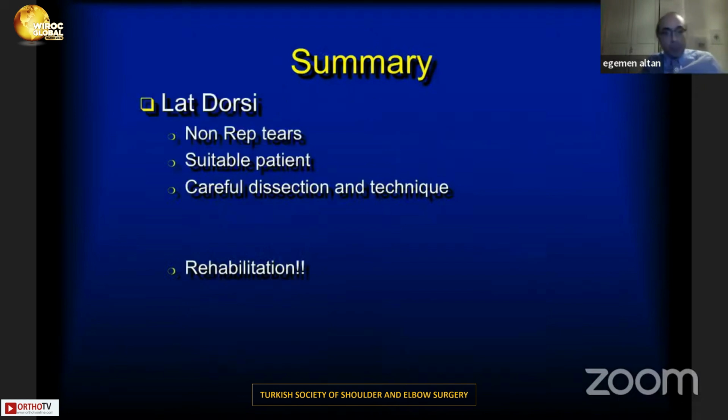As a summary, latissimus dorsi is a good choice for non-repairable tears in suitable patients, but careful dissection and technique must be carried out, and proper rehabilitation is mandatory after these kinds of surgeries.